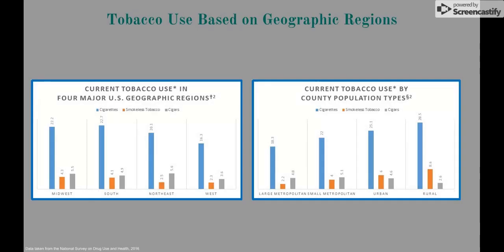Tobacco use based on geographic regions. The figure to the left depicts current tobacco use in four major U.S. geographic regions, which are the Midwest, South, Northeast, and the West, whereas the figure to the right depicts current tobacco use by county population types, which consist of large metropolitan, small metropolitan, urban, and the rural areas.